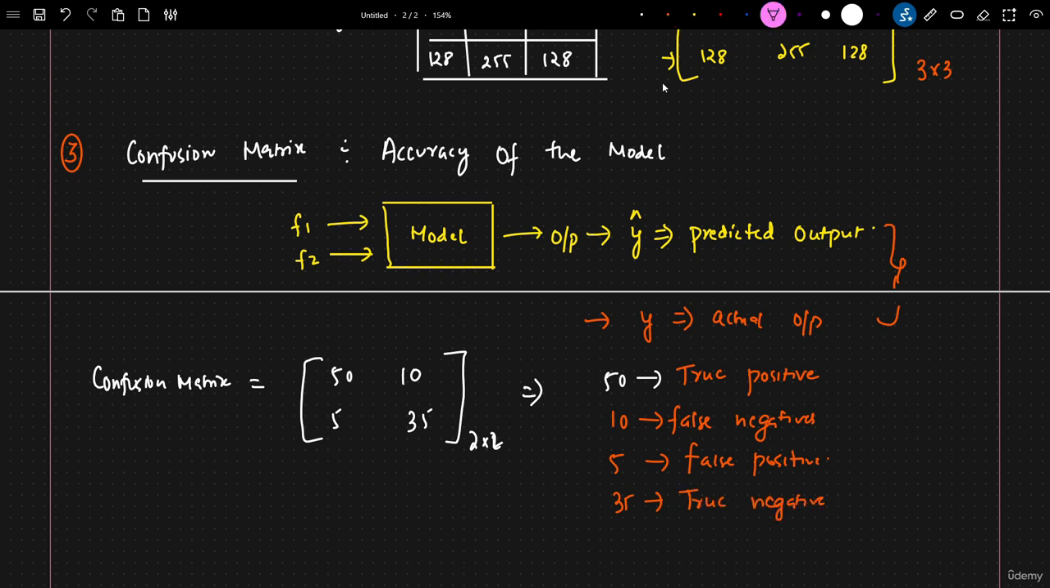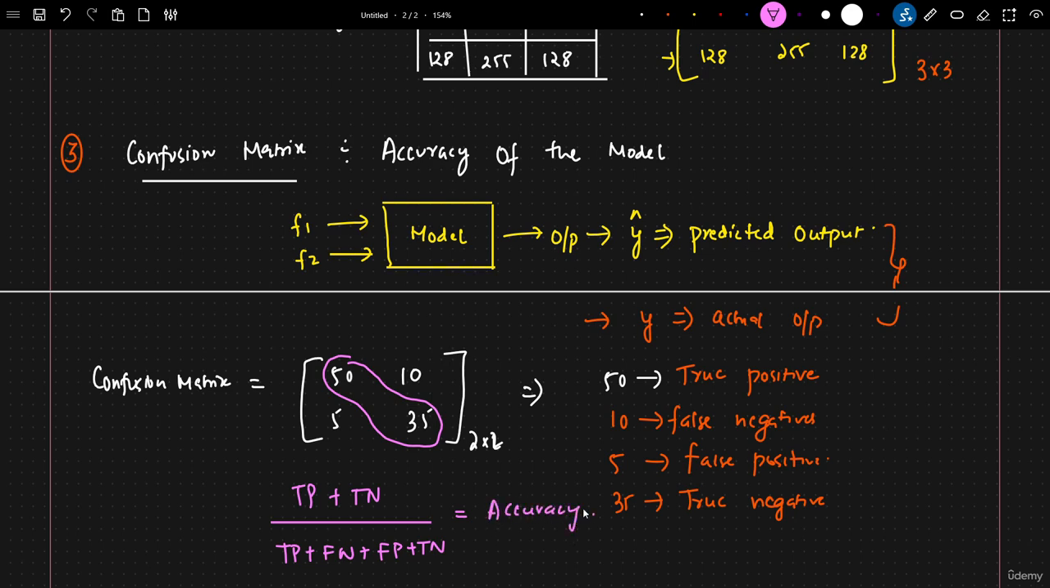So if we really want to understand how many our model correctly predicted, we can take these two center values, that is 50 and 35. The accuracy is true positive plus true negative divided by true positive plus false negative plus false positive plus true negative. Once we do this calculation, we will get the accuracy. So the confusion matrix is something where you can check the accuracy of the model.